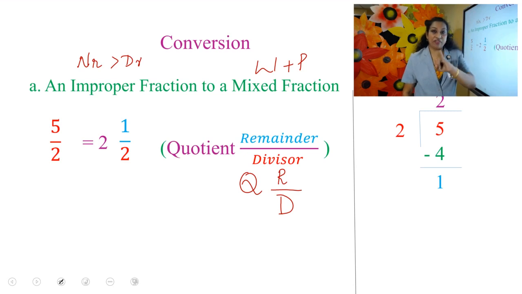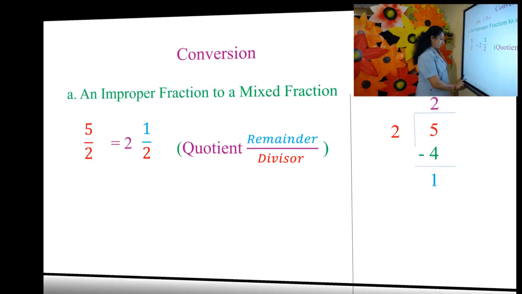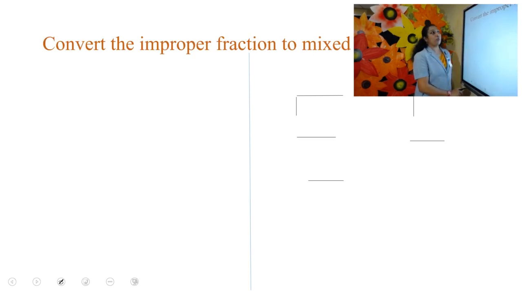First step is you have to divide the numerator by the denominator. Then when you get the answer, what will you do? Quotient, we will write it as the whole number. And how to write the proper fraction? Our remainder will be our numerator and the same denominator, or the divisor from here will be our denominator. So this is how you convert an improper fraction to a mixed fraction. Let's do 2 questions. Convert the improper fraction to a mixed fraction.